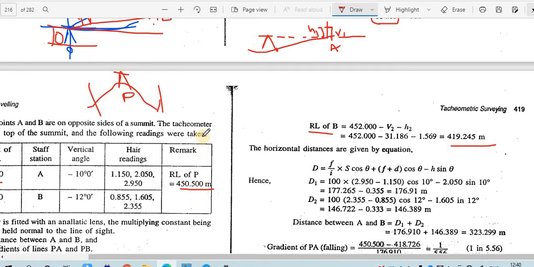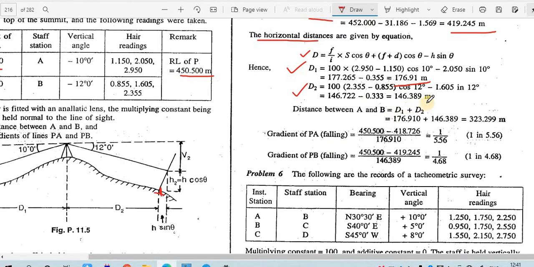Now we need to calculate the horizontal distance. We have the formula (f/i) S cos²θ + (f + d) cos θ. Based on this formula we'll calculate the distances D1 and D2. After putting all the values, D1 comes out to be 176.91, and the D2 value comes out to be 146.389.